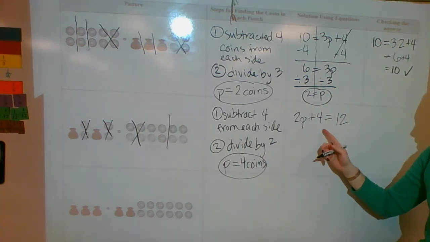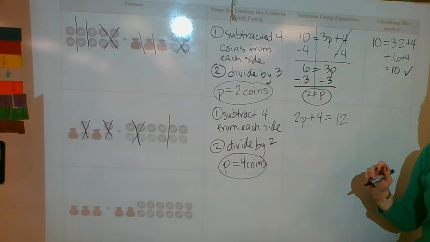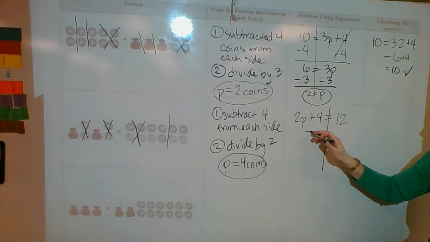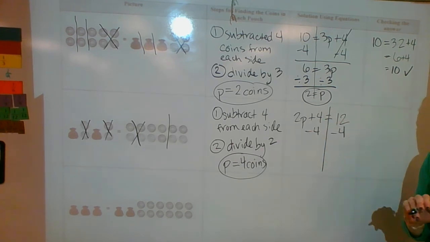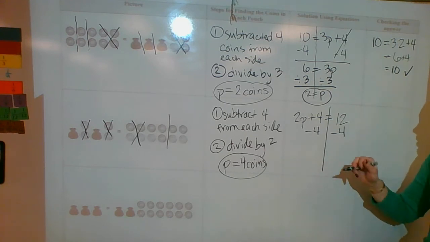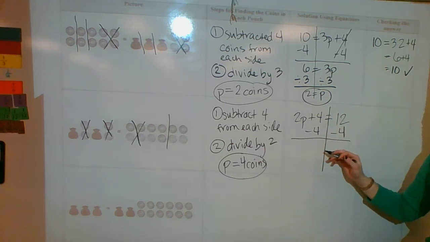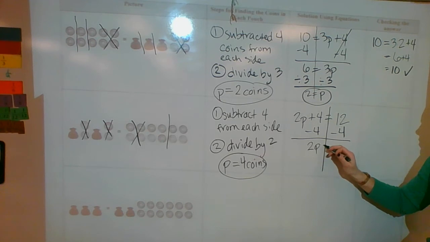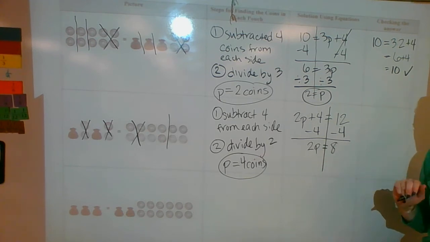Over here, let's repeat that same thing. Since I said subtract 4 from both sides, I need to keep it balanced. So I do need to write down minus 4 from both sides. And then I need to draw a new line. So before I divide by 2, I need to know what I'm left with.